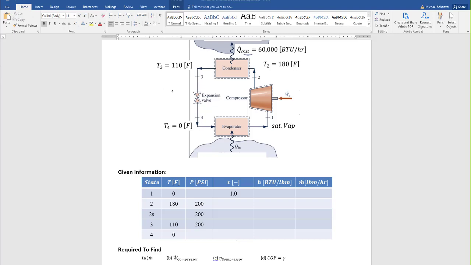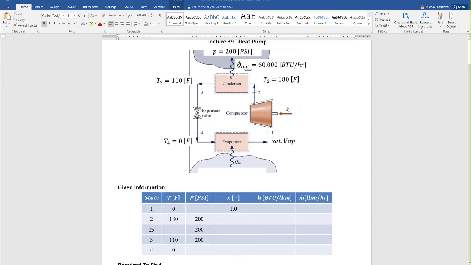So here, what we did was we took this information down. At state 1, we know that the quality is 1 because we have saturated vapor. And we know that the temperature is 0 Fahrenheit, or at least we're assuming that this is not a subcooled liquid. At state 2, we know the temperature is 180 degrees Fahrenheit, and we were told that the pressure here is 200 psi.